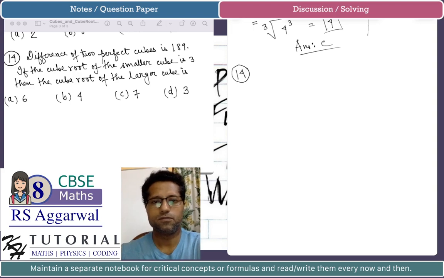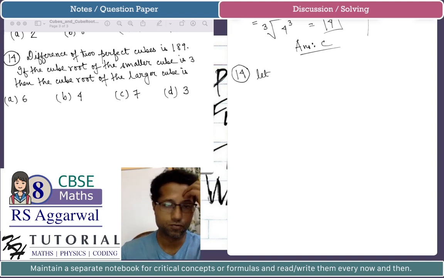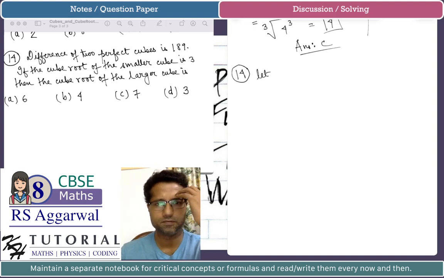Let's say, let m cube, definitely now, difference of two perfect cubes is, okay, let's solve this way. So we are having the difference of two perfect cubes, two numbers which are perfect cubes, is 189.